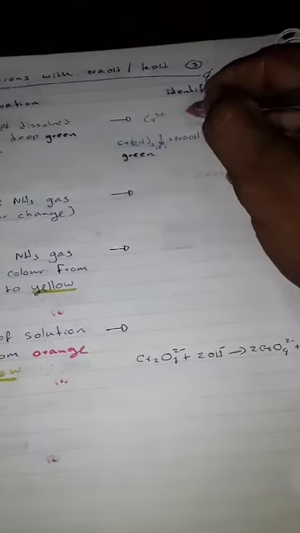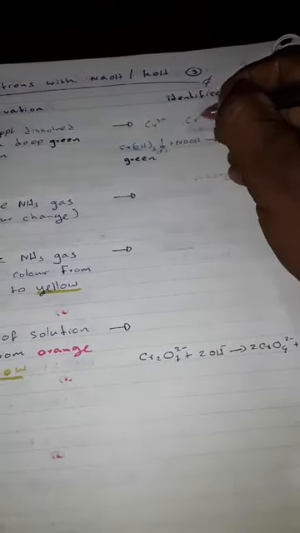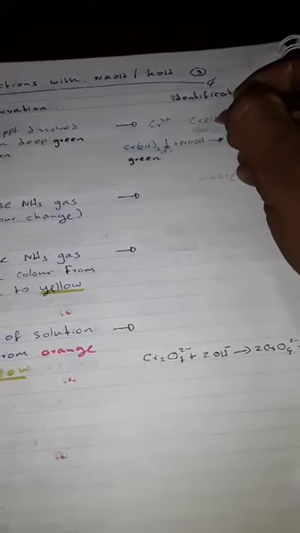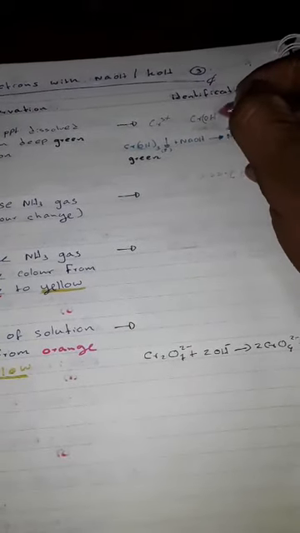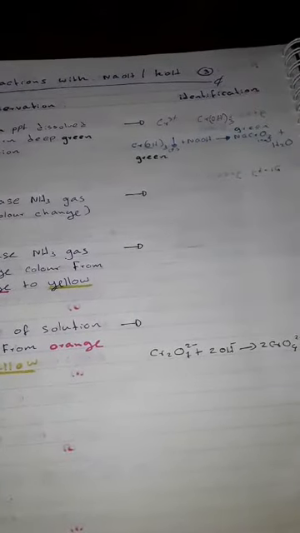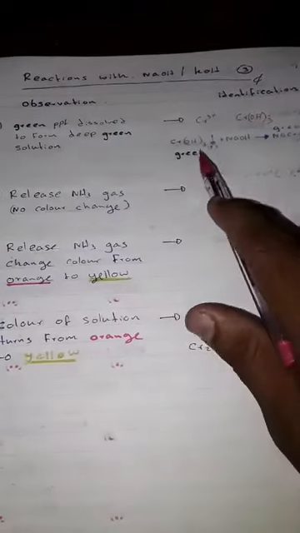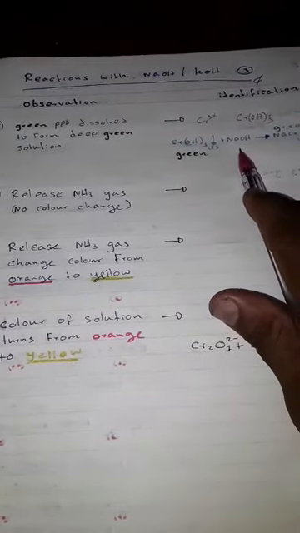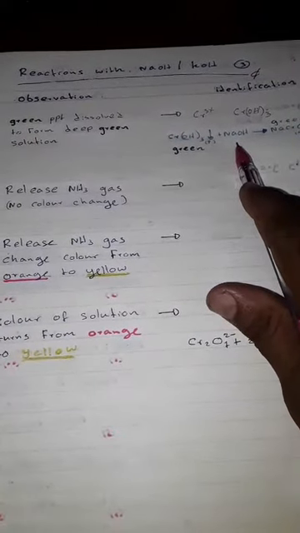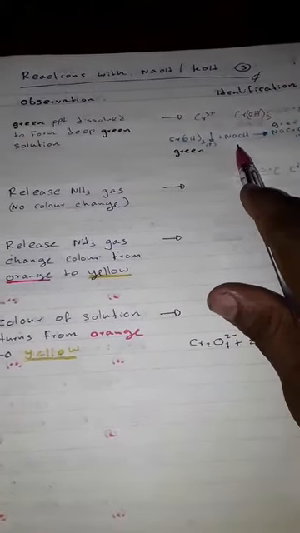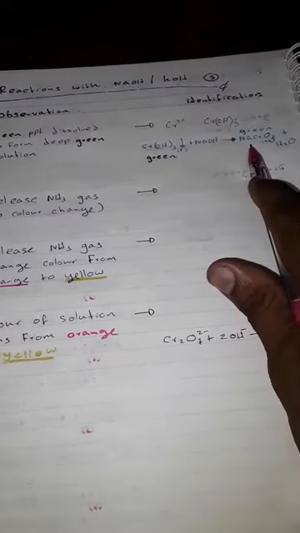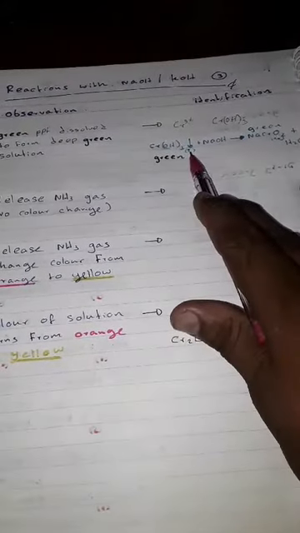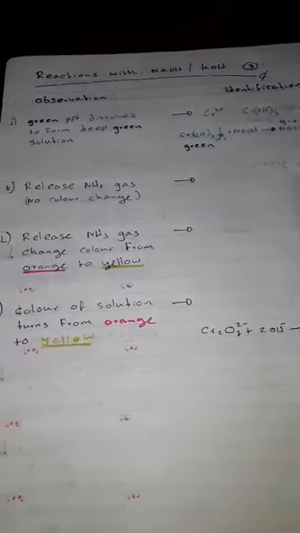What is that green precipitate? Actually the green precipitate is Cr(OH)3. That is the green thing. That green precipitate dissolves with excess sodium hydroxide to make a green solution like this. The precipitate is denoted by s, and the solution is denoted by aq.